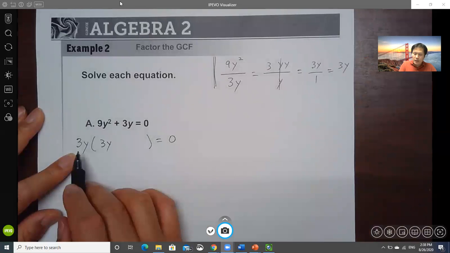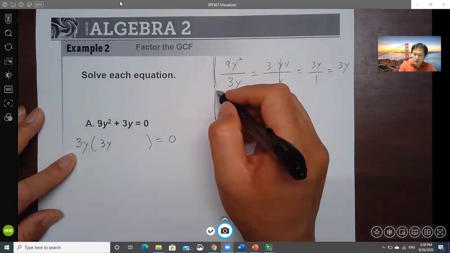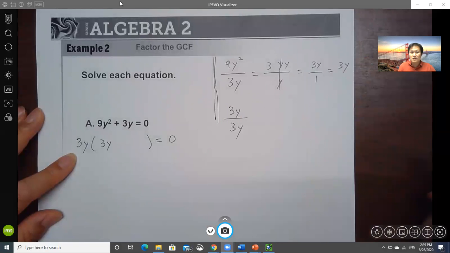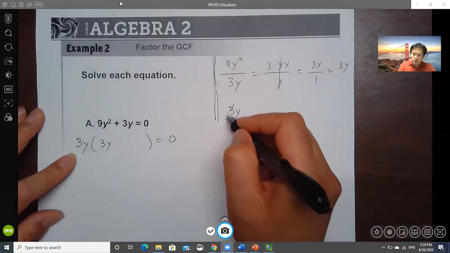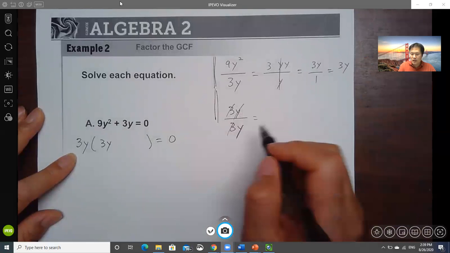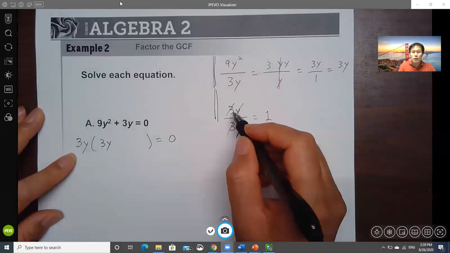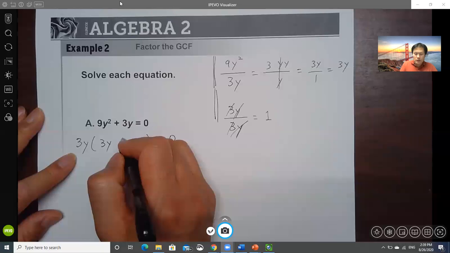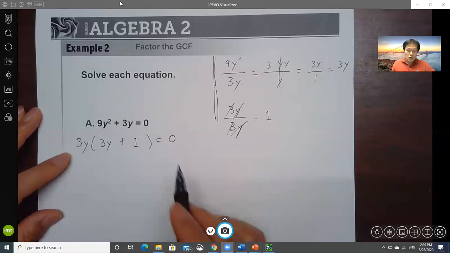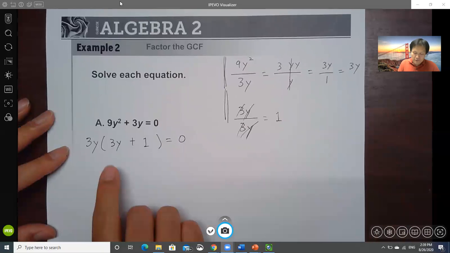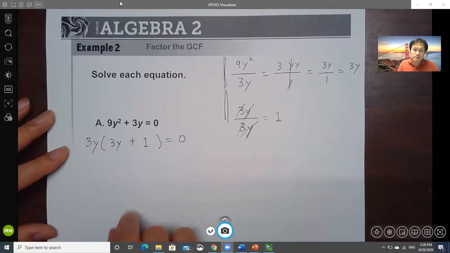3y, factor 3y out. Some of my students make a mistake there. 3y, factor 3y out means divide by 3y. 3 cancels out, y cancels out. Don't make mistakes. Some of my students say 0. It's not 0. 3 over 3 is 1. Okay, so you get plus 1 equal to 0. So don't forget, first thing you have to check is a GCF. We took a GCF out and factoring is done.